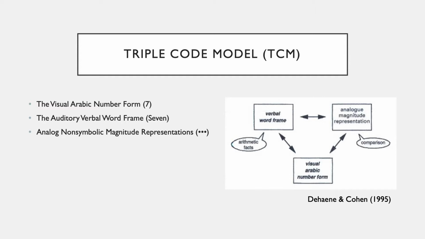To give a quick overview, the triple code model was introduced by Dehaene in 1992. It discusses that there are three components involved in number processing: the visual Arabic number form, the auditory verbal word frame, and the analog non-symbolic magnitude representations. Arabic digits are represented by numbers, verbal words are number words, so essentially the number spelled out, and non-symbolic magnitudes are represented with dots. As you can see, I have an image just highlighting this model.